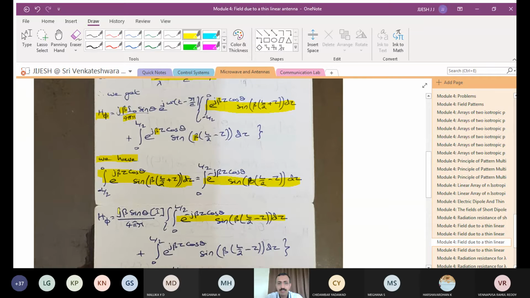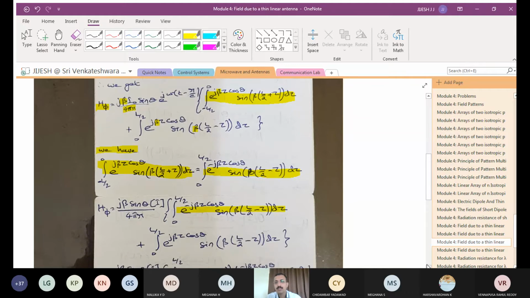So you can write it as j beta sine theta I divided by 4 pi r times the integral of this one, and the rest of this term is as it is. I have not changed anything. It might look bigger, but we are not changing much here. I have just written one or two steps extra. So I have replaced this term with this, and you get the entire equation here.